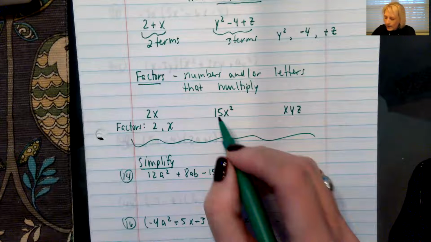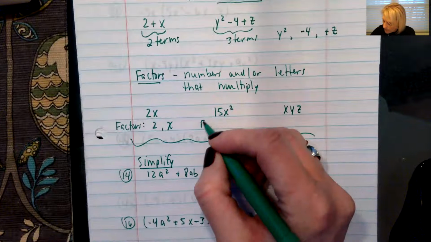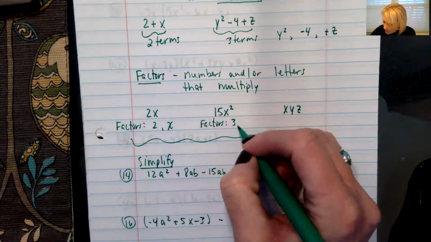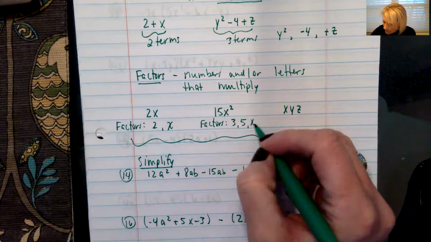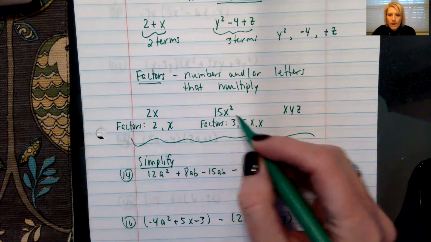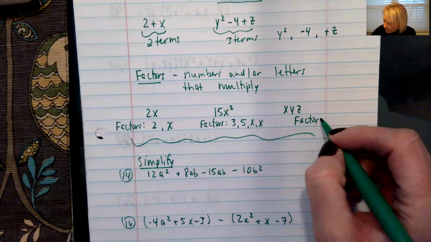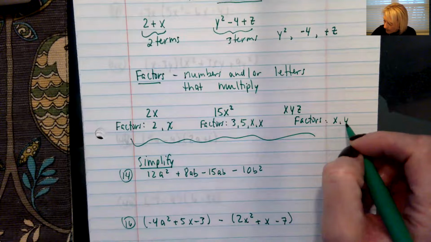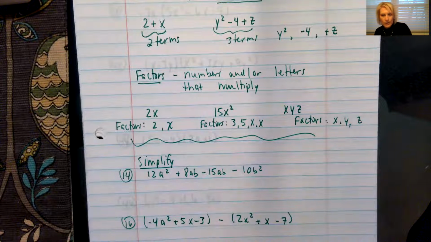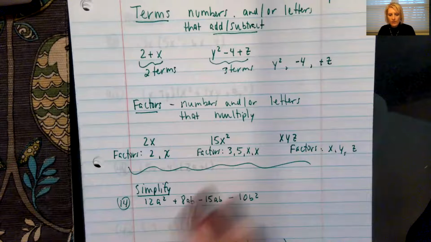Now my factors here, I'm looking for the numbers that multiply to make 15. So my factors here are 3 and 5 and x and x. Those are the numbers that multiply to make 15x squared. And then my factors in the next one are simply just x, y, and z. Okay, now we are going to get into much bigger factoring later in the next lesson, but we're just trying to get some good foundational definitions going.